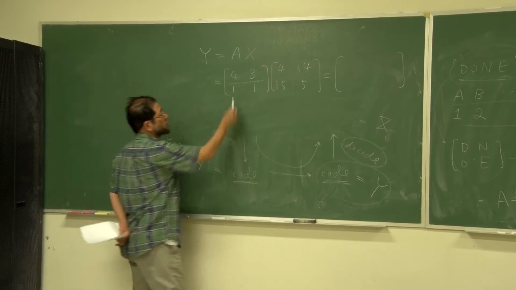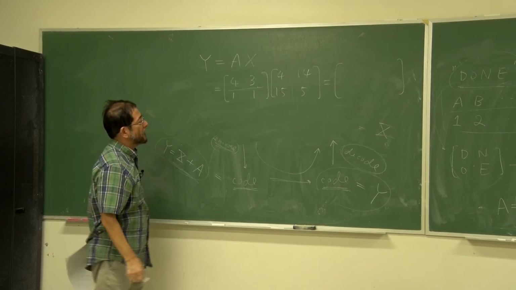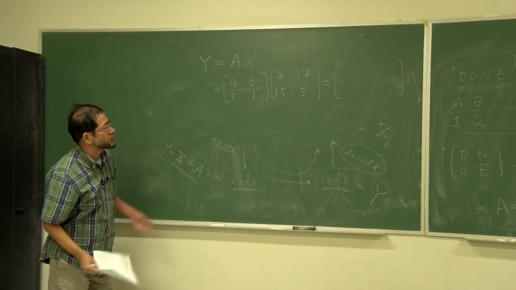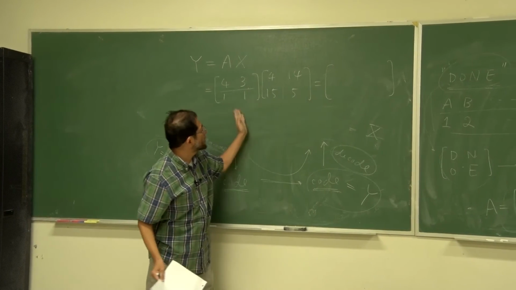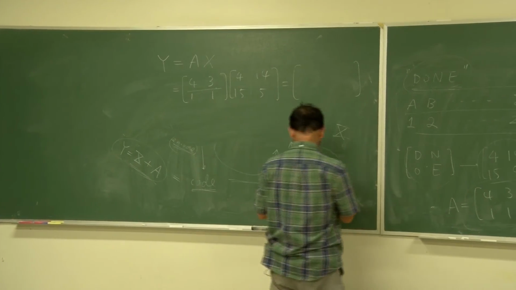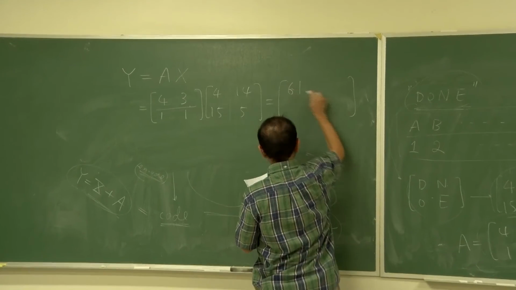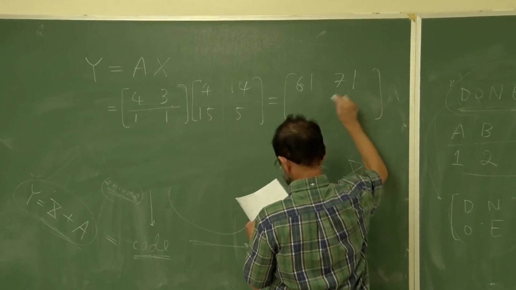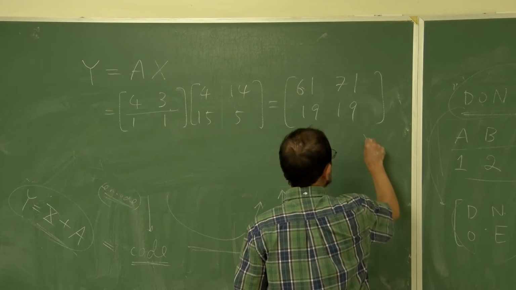Okay? So remember the 43 times 415. Right? So now since this is not the issue here, I just skipped the detail for that. But you want to check how to multiply. Okay? So let me write the result. So that's 61, 71, 19, and 19. So this is your new y.